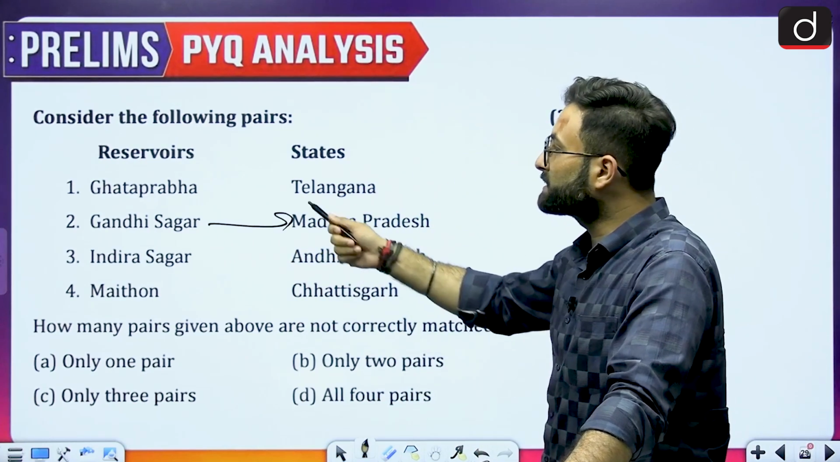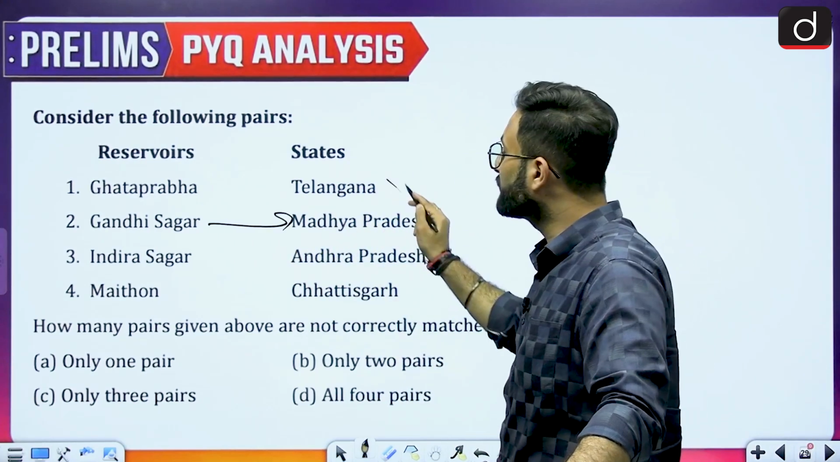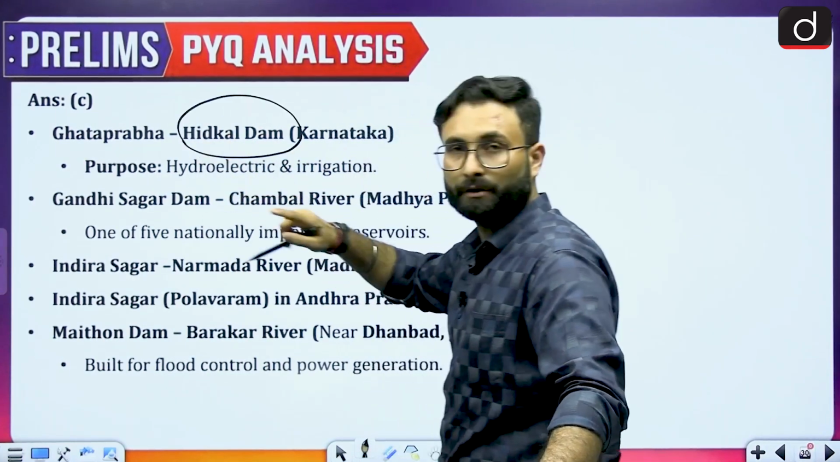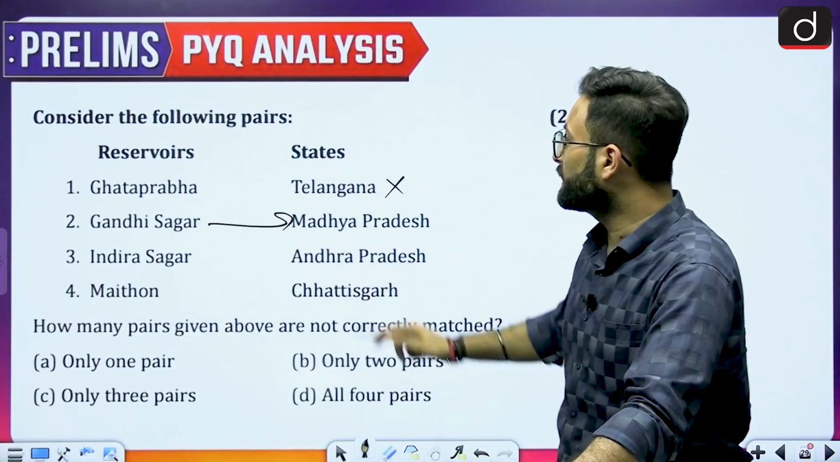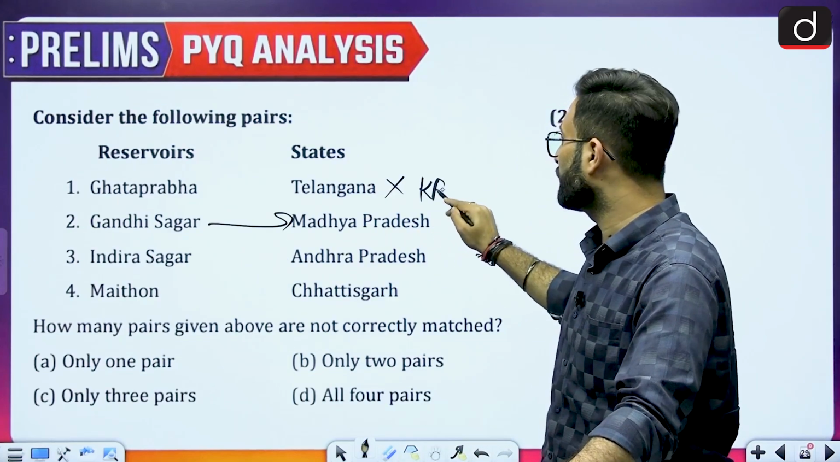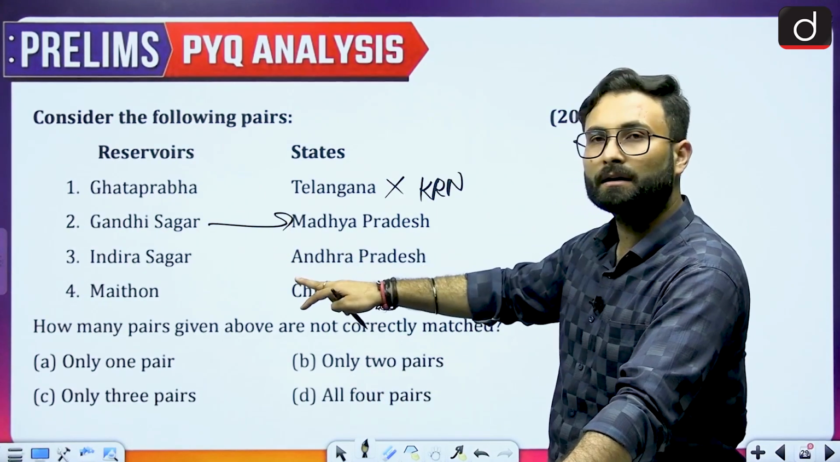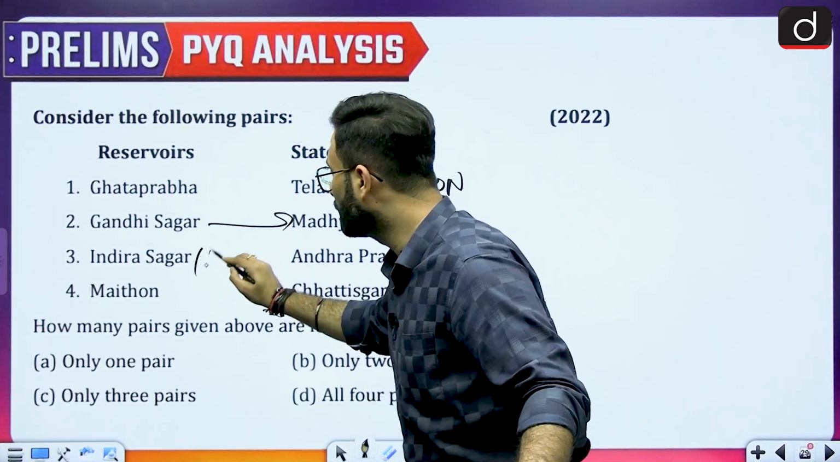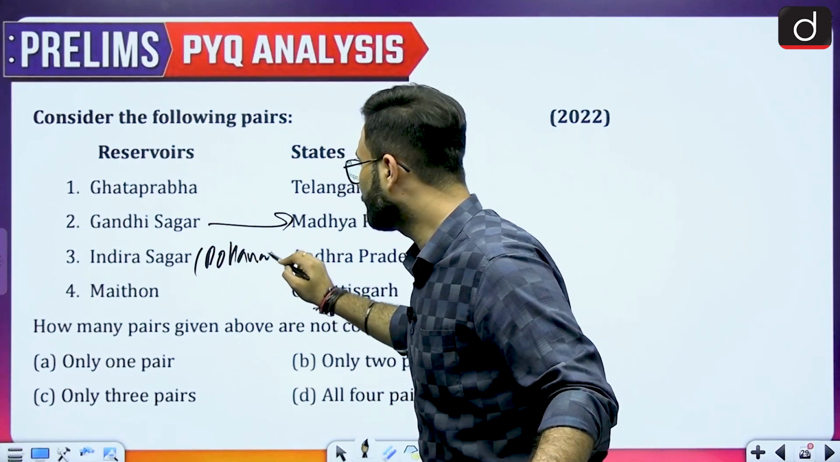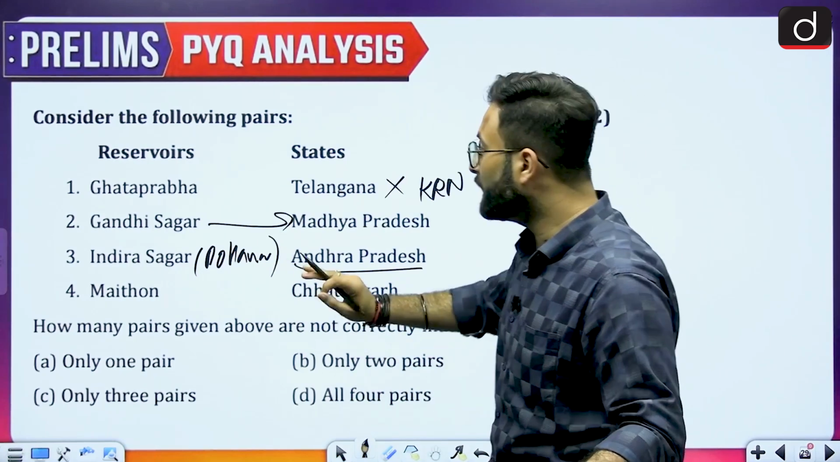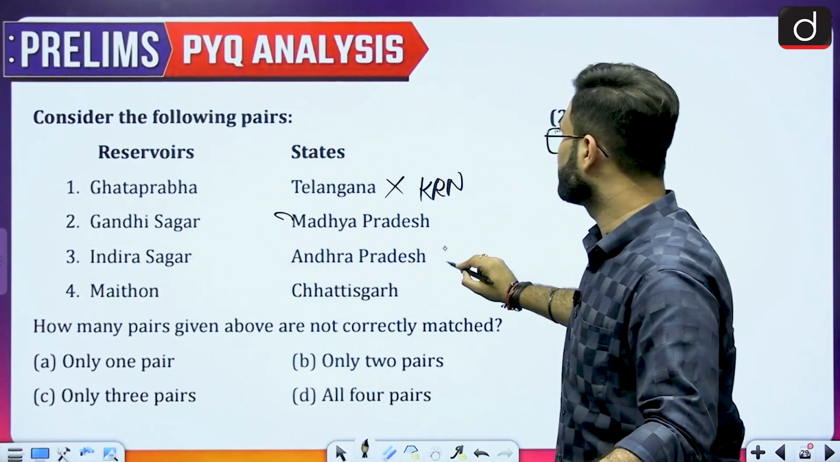Coming to the next one, that is Ghat Prabha. Ghat Prabha is not there in Telangana. Here you can see Ghat Prabha and the Hidkal Dam, that is important for you, and that is there in Karnataka. It is not in Telangana, so this becomes wrong. Coming to the next one, Indira Sagar. Indira Sagar Polavaram, that reservoir is there in Andhra Pradesh, but only Indira Sagar is there in MP.